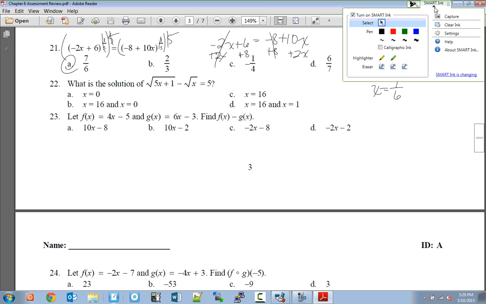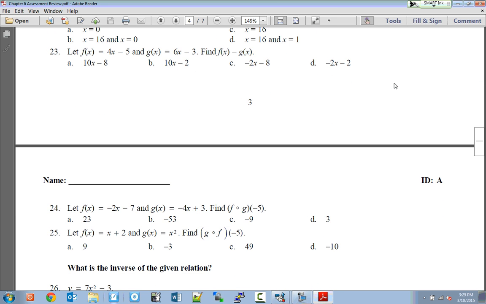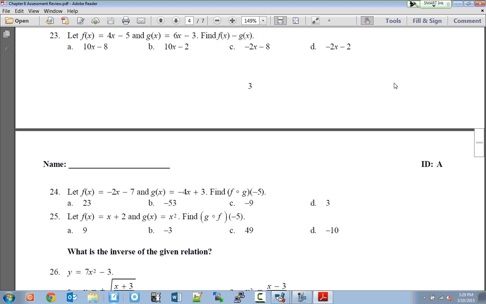Number 22, we're skipping, and no, it won't be on the test, so don't worry about 22. Let's go ahead and go on to 23.